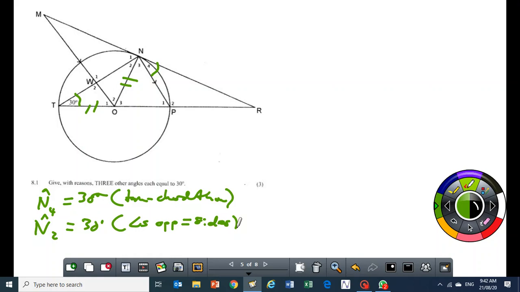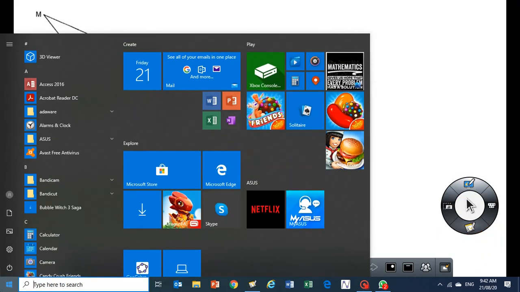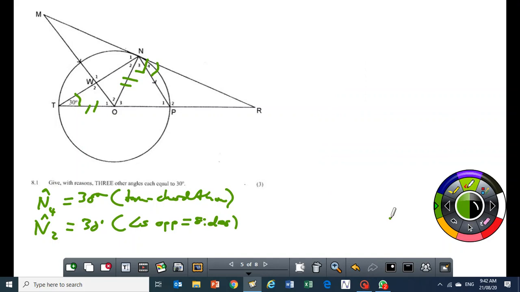Then I need a third one now. To get the third one, this is a radius, so that whole angle there is going to be 90 degrees. Now in triangle TON, we know that N2 is 30, which means this angle is going to be 60, based on the sum of angles in a triangle. So it's based on the exterior angle of a triangle. So this 60 plus the 90, subtracted from 180, I'll get 30 there.